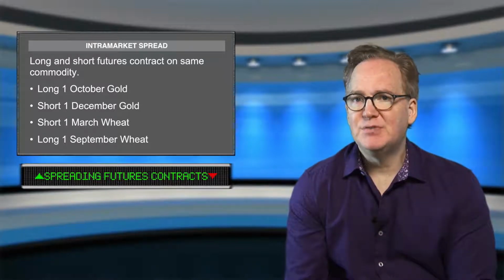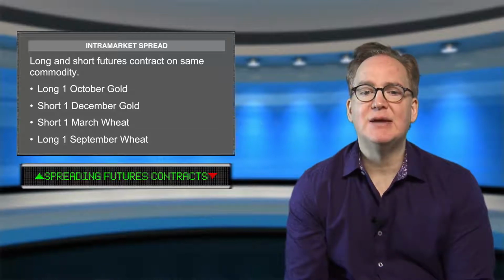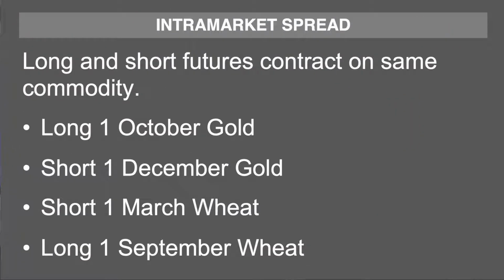Now, the first type of spread is an intra-market spread, meaning in the same commodity in the same market. So here we have someone going long October gold and going short December gold. Here, it's important to note that what you do with the front month or the near-term contract determines whether you are bullish or bearish. Here we are long the October gold contract and short the December gold contract, so we are bullish on gold in this spread.